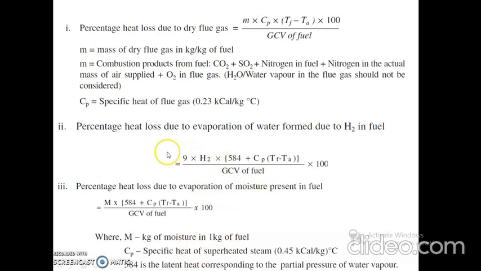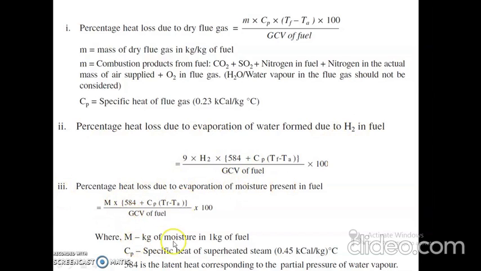Then one by one, the 8 losses we have enlisted, you can calculate as a percentage of heat loss. The percentage of heat loss due to dry flue gas, you have to calculate with the help of this formula. Then the percentage of heat loss due to evaporation of water formed due to hydrogen in the fuel. If you know the hydrogen percentage, with the help of this formula you can calculate the percentage loss due to hydrogen. Then percentage loss due to evaporation of moisture.